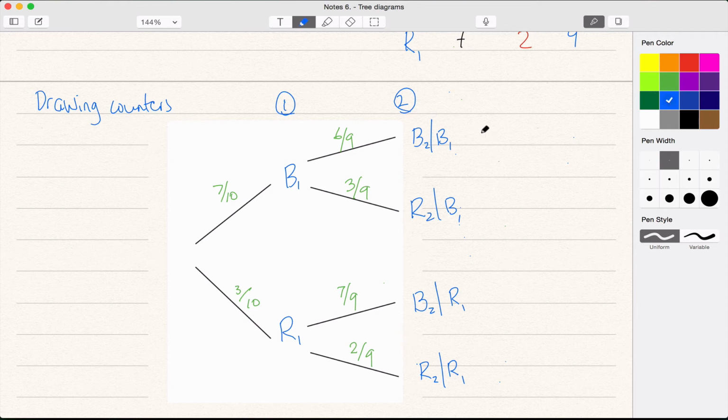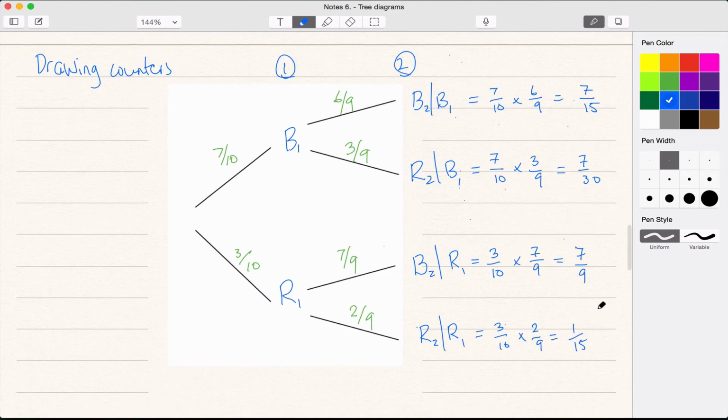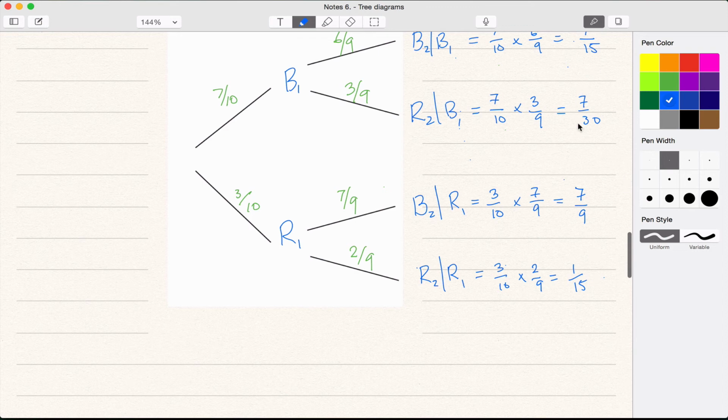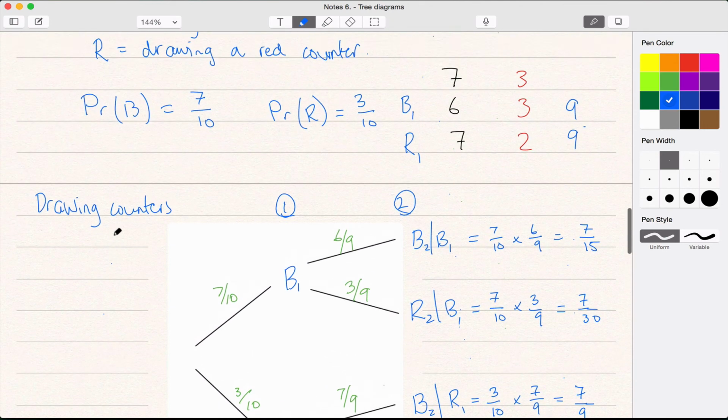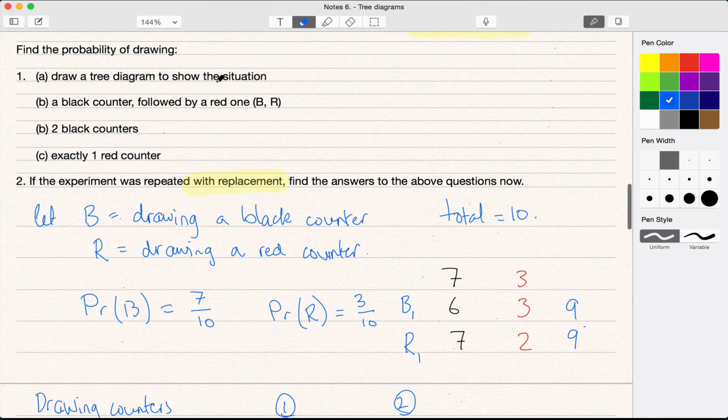Now to find these probabilities, we can just multiply. So this is going to be 7/10 times 6/9, which is 7/15. So I'll give you a moment to fill in the rest of the options. And you should have something like this. Good check, you remember from last time, is to check that these 4 options add up to 1. And they do. And I think that's our tree diagram, which was part A.